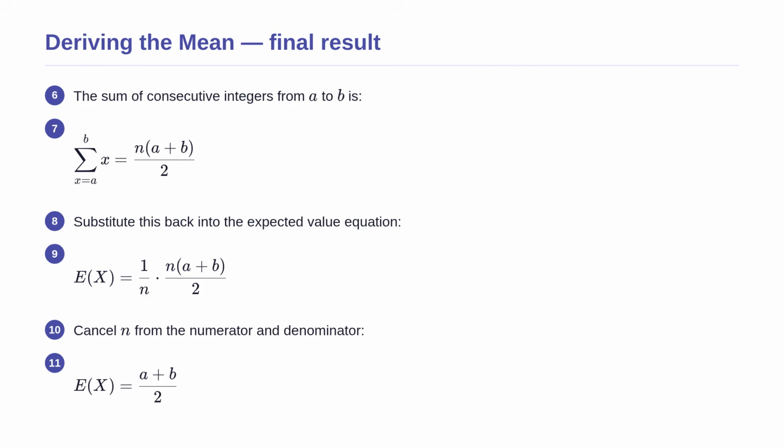Continuing our derivation, we now solve that summation to find our final result. A famous mathematical rule states that the sum of consecutive integers equals the number of terms, n, multiplied by the average of the first and last terms, which is a plus b over 2. When we substitute this back into our equation, something beautiful happens. The n in the numerator and the n in the denominator cancel each other out perfectly. This mathematical cancellation is exactly why the final formula is so elegant and simple. We have rigorously proven that the expected value is just the average of the endpoints.